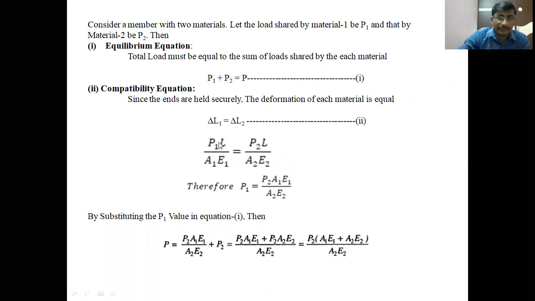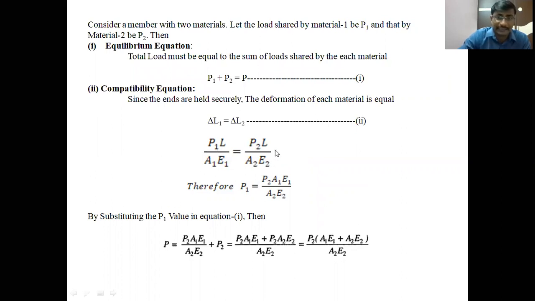Here also, length of each member L divided by A1 E1, where A1 is the cross-sectional area of the first material and E1 is Young's modulus of the first material, is equal to delta L2, which is P2 L by A2 E2. Here P1 is not equal to P2, because the load shared by each member is not the same. The load shared by each member depends on their strengths; based on their strength, they receive the load differently. L is the total initial length, A2 is the cross-sectional area of the second material, and E2 is Young's modulus for the second material.